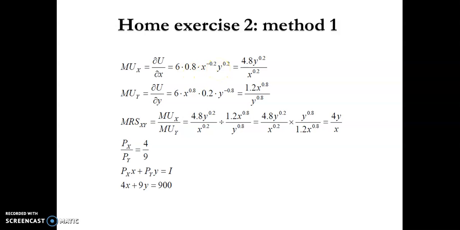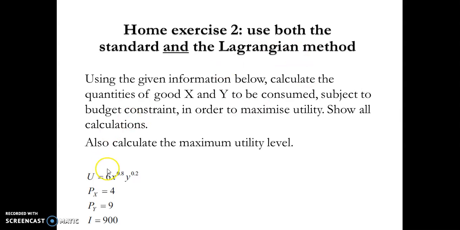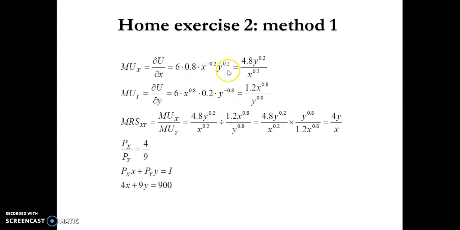So therefore, if we just go back, there's our utility function. If I'm going to get my first order partial derivative of this function with respect to X, it is going to be 0.8 times 6 times x, and now x is raised to the power of 0.8 minus 1, times y to the power of 0.2. And that is what we have over there. That becomes x to the power of minus 0.2. So 6 times 0.8 is 4.8. Y to the 0.2 is in the numerator, but x to the negative 0.2 can be written in the denominator.